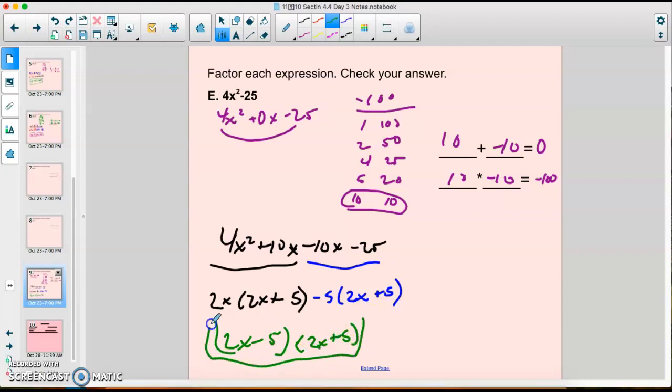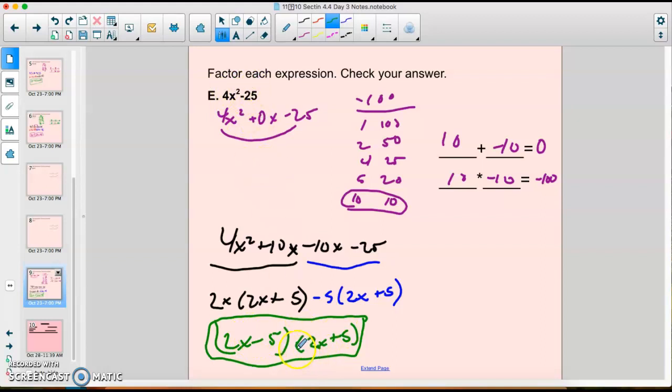You can always check these by foiling, by redistributing. You can always do that. I think at Princeton we call it expanding. You can always do that to check, and if you end up with a different answer than what you had, then you know something went wrong.